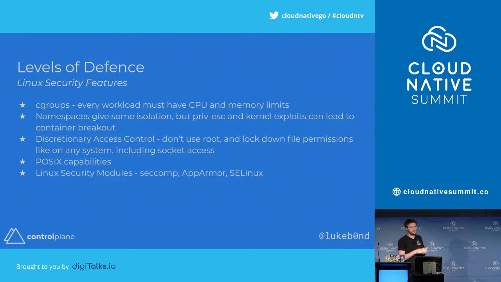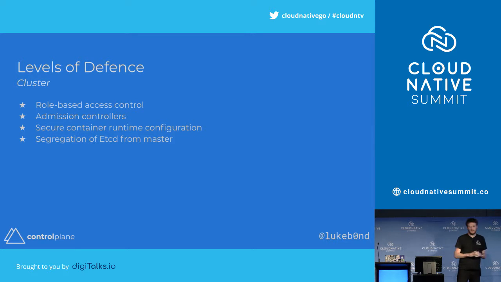Linux security features: I said earlier, containers are just processes. They're processes isolated by cgroups and namespaces. Namespaces give us some isolation. Cgroups allow us to prevent noisy neighbors and fork bombs and all that kind of thing. We can use things like SELinux, AppArmor, what have you. But this is not necessarily even the most basic things we can do. We'll come to that in a second.